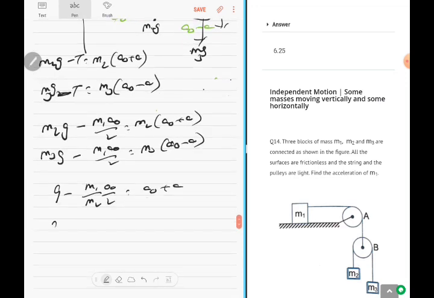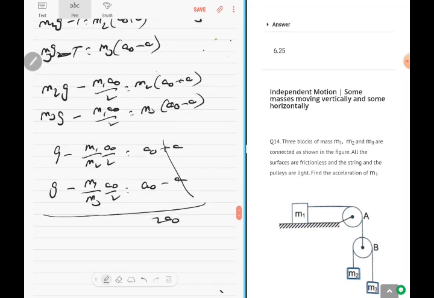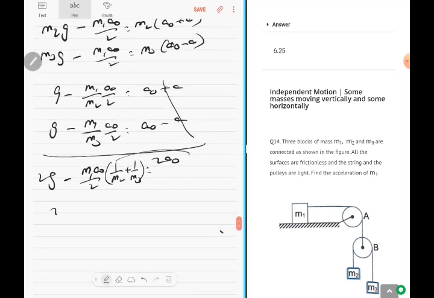And the next equation is g minus m1 by m3 into a0 by 2 is equal to a0 minus a. A and a get cancelled, you get 2a0, and it will become 2g. And what is common here is m1 into a0 by 2 into 1 by m2 plus 1 by m3. So then you can consolidate a0 and a0.